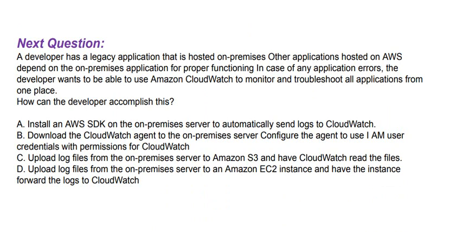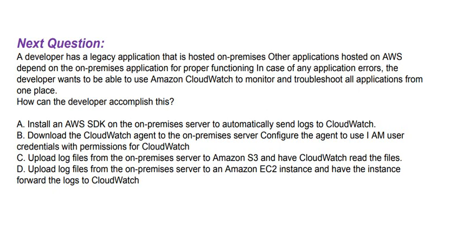Next question is, a developer has a legacy application that is hosted on premises. Other applications hosted on AWS depend on the on-premises application for proper functioning. In case of any application errors, the developers want to be able to use Amazon CloudWatch to monitor and troubleshoot all applications from one place. How can the developer accomplish this?